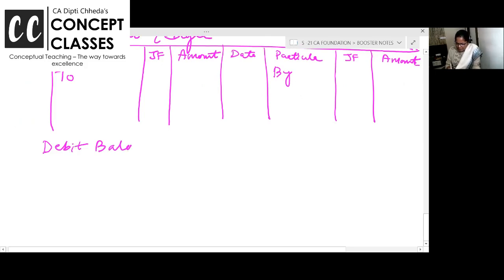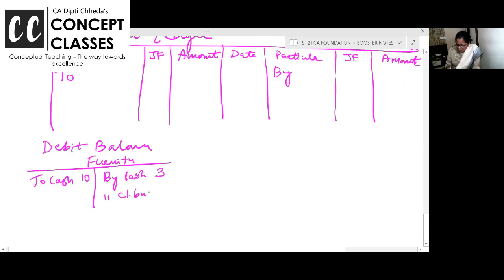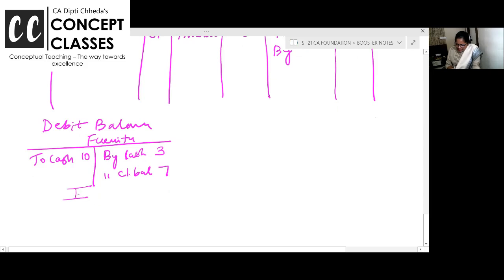Now look at this example. Suppose I've made a ledger, say furniture. On the debit side, I purchased furniture in cash, 10 rupees. And I have it as it is. Okay, some of the furniture I have scrapped and sold for 3. Now, closing balance is 7. Actually, debit is 10. Credit is 3. So though we write it on the credit side, we call it a debit balance.